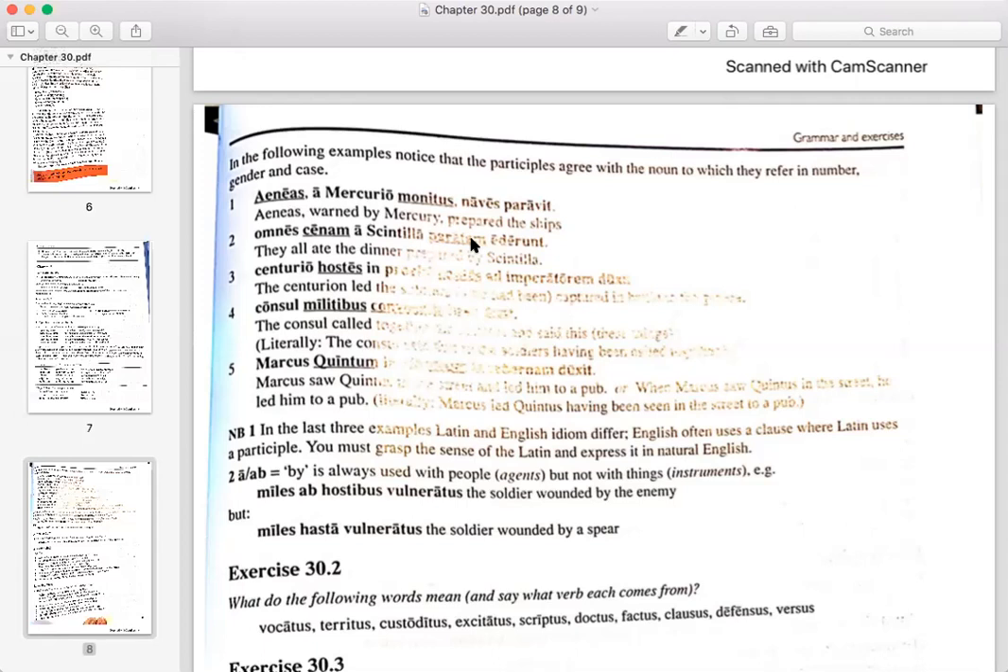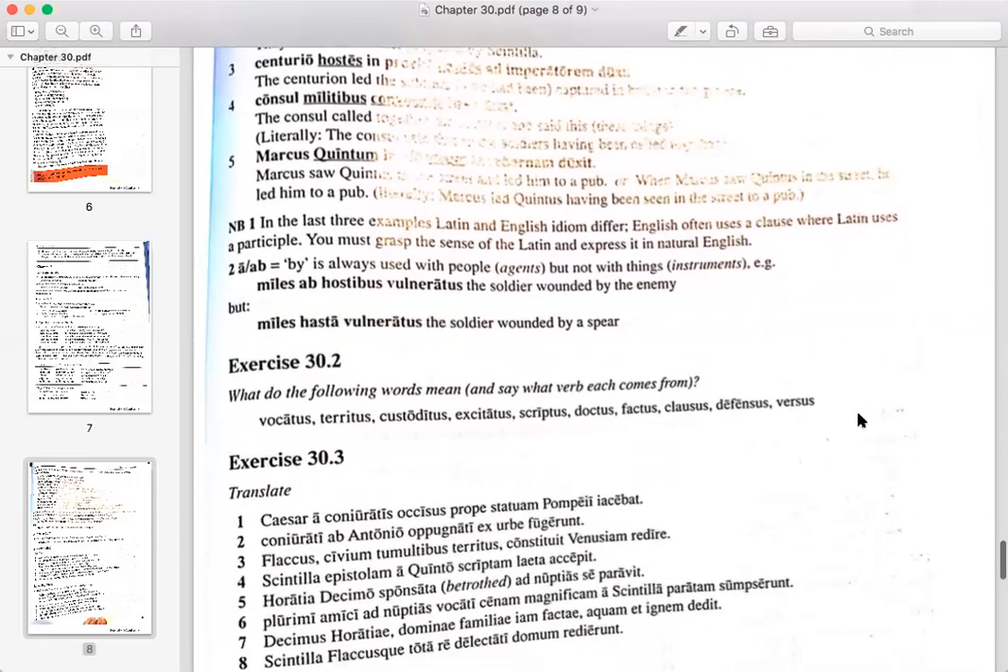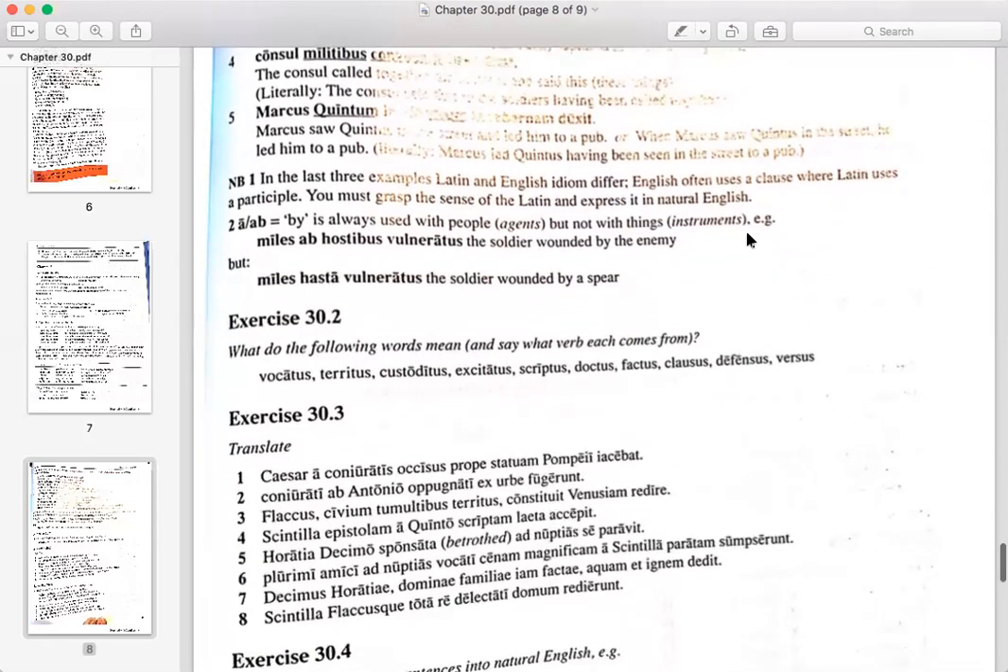Marcus led Quintus, having been seen in the street, to a pub. Sorry, I need to make sure that that's passive. So that's where the having been can help you. Having been whatever indicates that it is passive. Having been captured is passive. Having captured is active. So the been is indicating that it's passive.